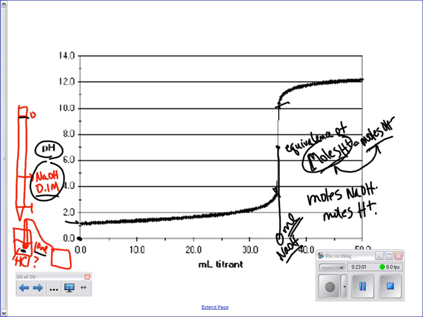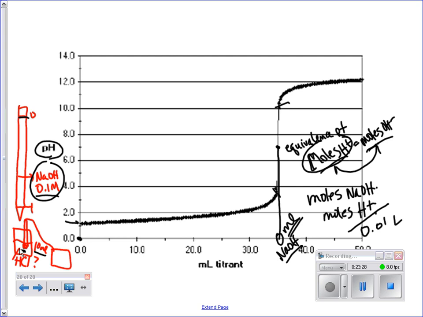Now the goal is to find what again? Molarity of my acid. So how do I go from moles of acid to molarity of acid? Divide by liters. Which one do I use? How many liters of acid did I use at the beginning? Remember I put that 10 mL in there? So 0.01 liters. And that will give me the molarity of the acid.